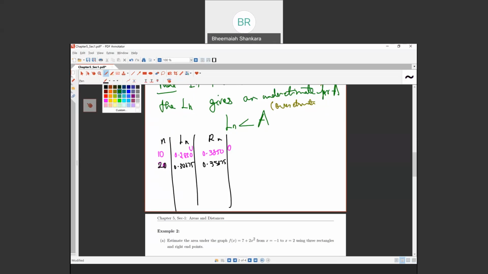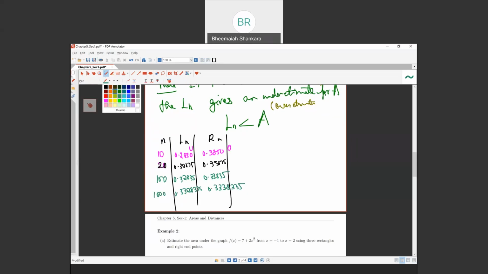Next, for 100 rectangles, 0.32835, 0.33835. One more, 1000 rectangles, 0.3328335, 0.3338335.